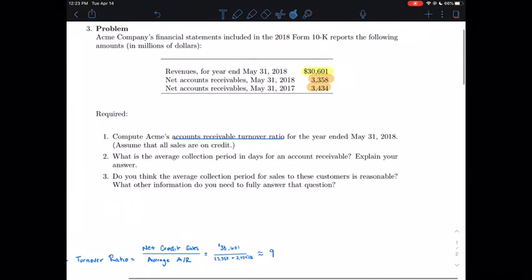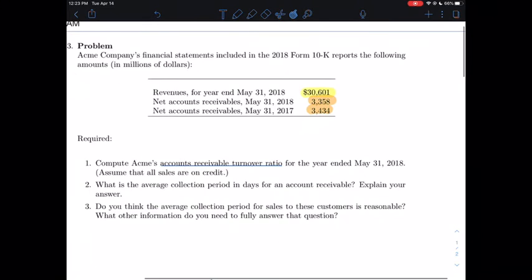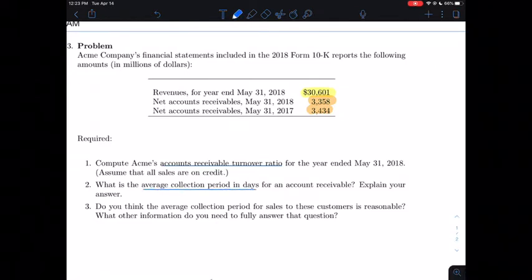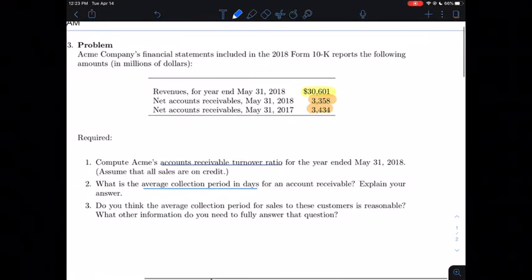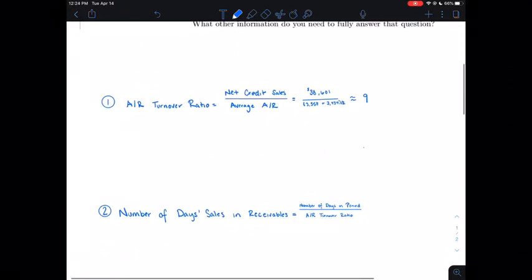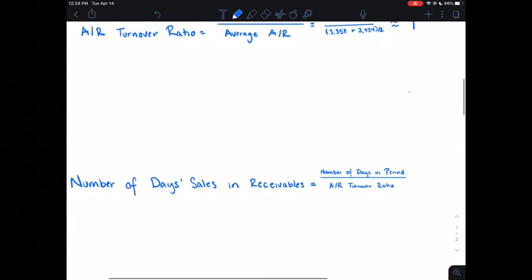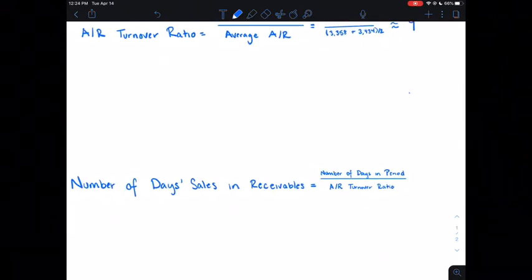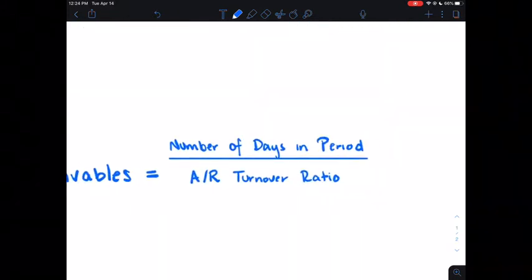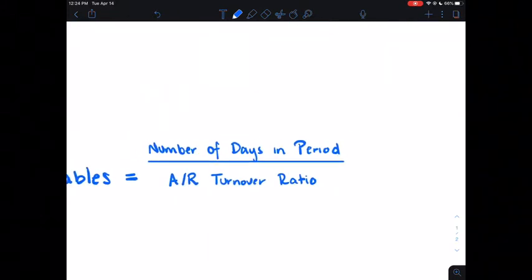The second task is, what is the average collection period in days for accounts receivable? Explain your answer. In order to find the average collection period in days, we use what's called the number of days' sales in receivables. It is a measure of how long it takes to collect the receivables. The equation is the number of days in the period over the accounts receivable turnover ratio.